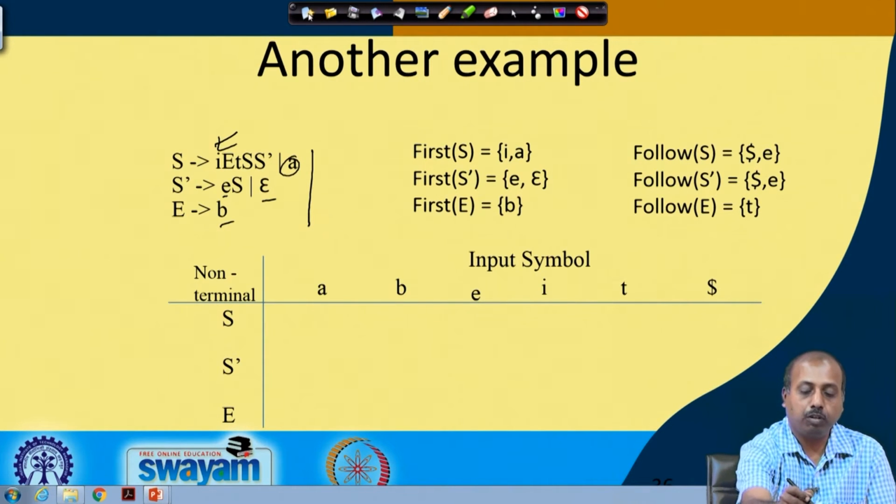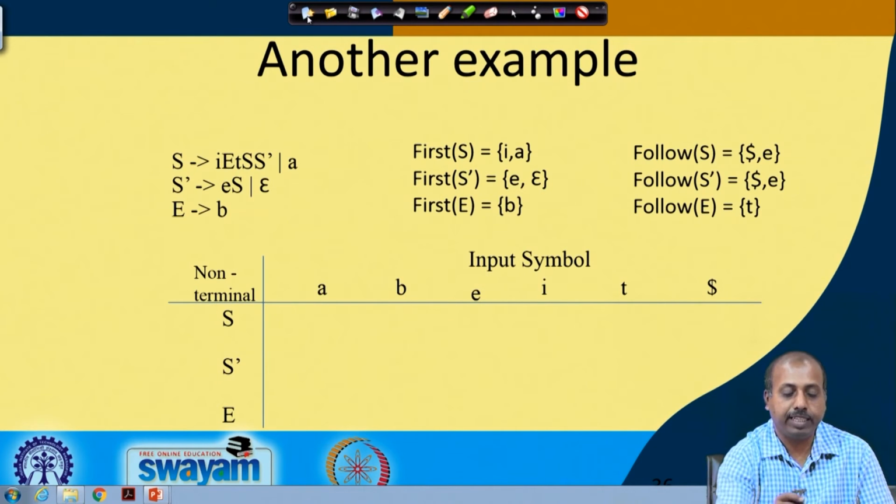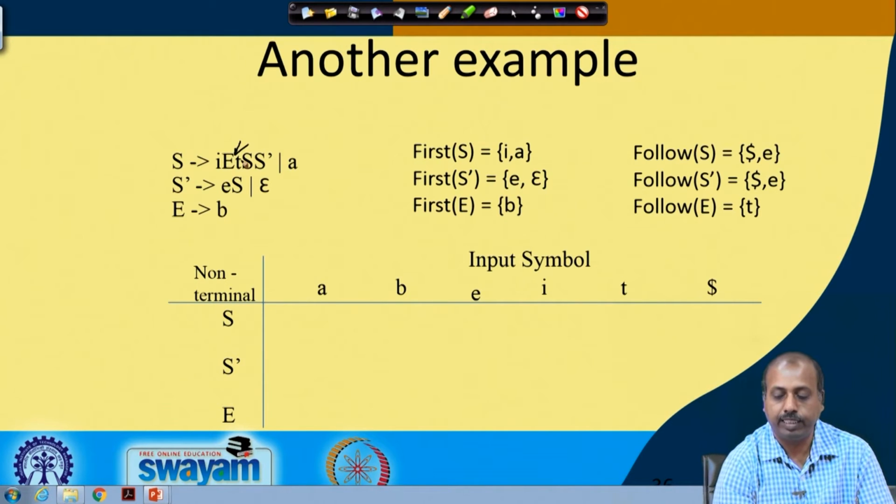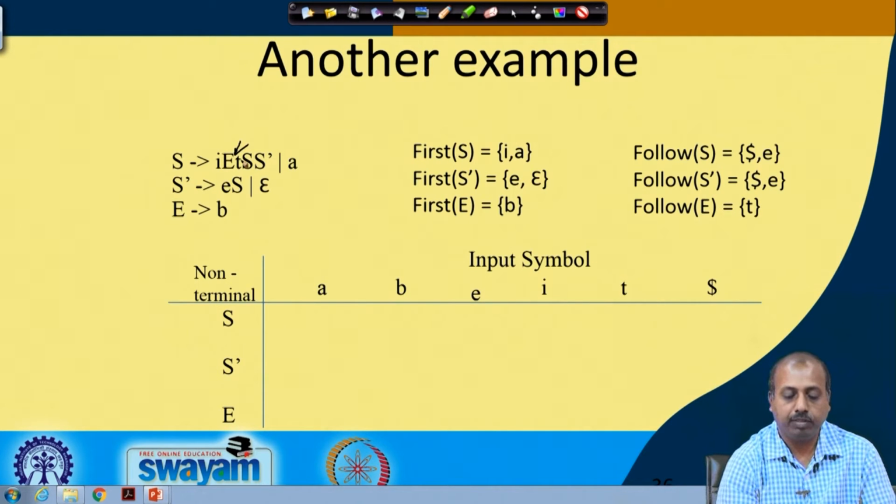Now, the follow computation. So, S is the start symbol of the grammar, so dollar must be in the follow of S. Now, follow of E is T. From this rule you can see that E may be followed by a T, so that can have T.